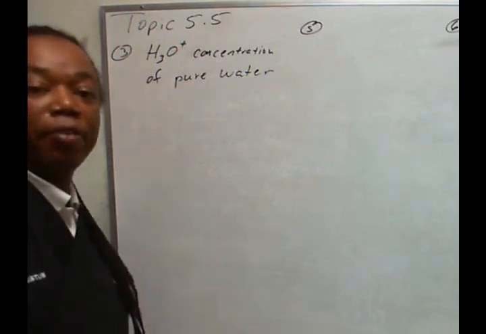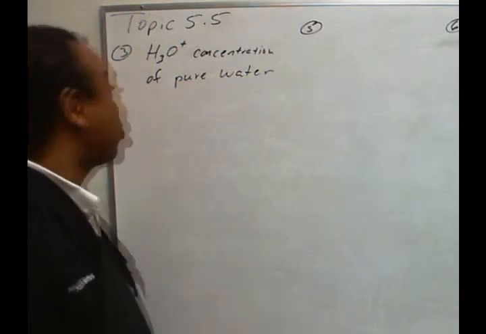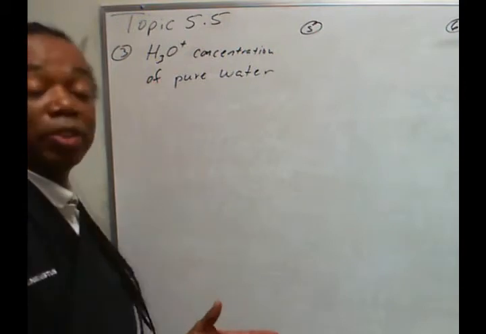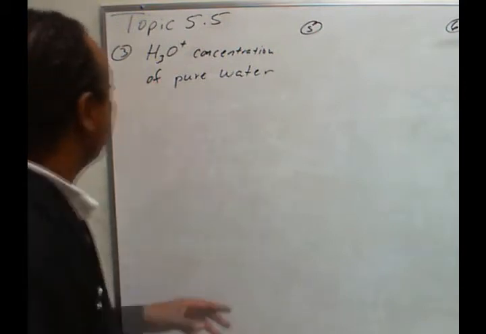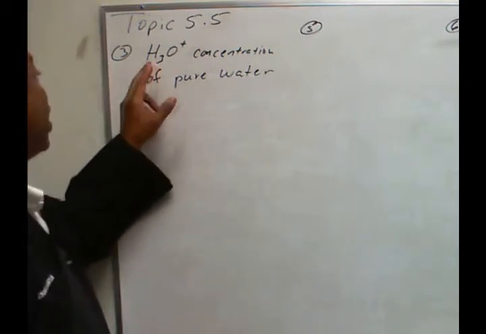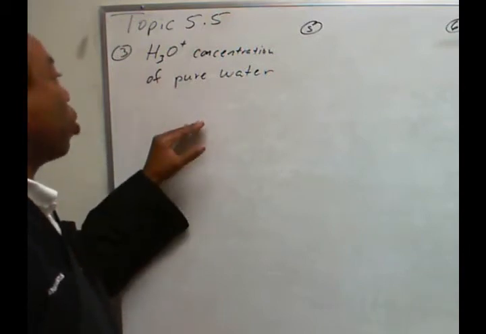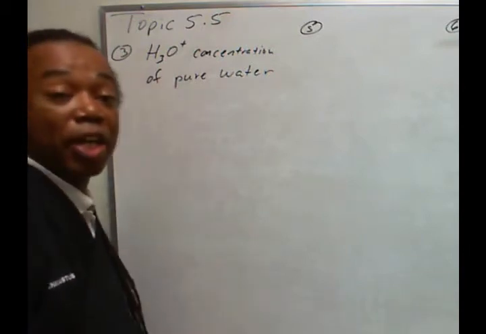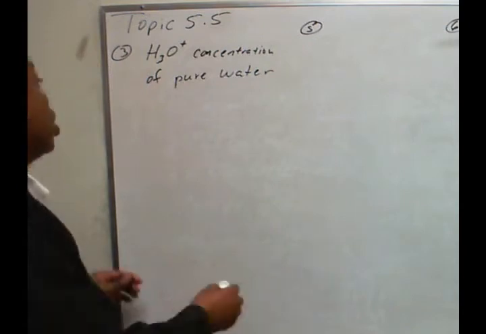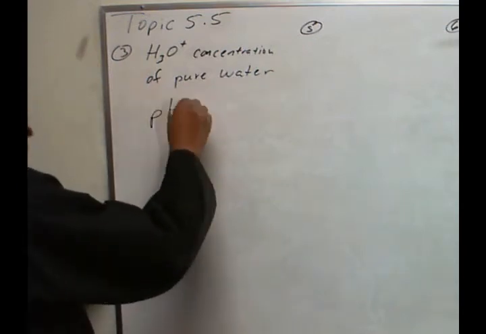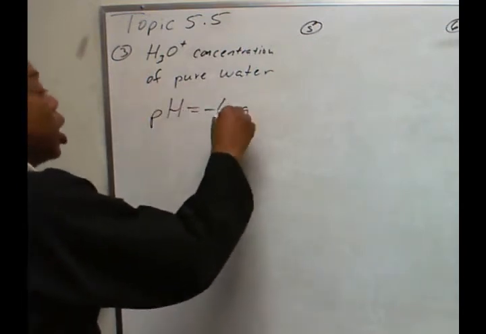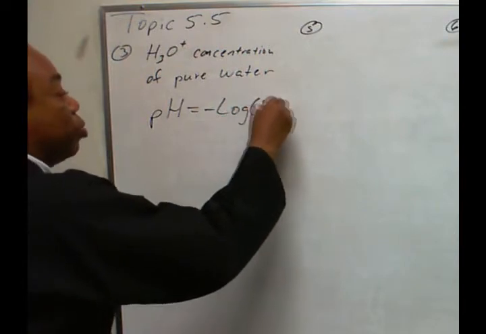Topic 5.5. We'll be solving applications problems that use exponentials and logarithms. We want to find the hydronium ion concentration of pure water. The pH formula is pH equals negative common log of H3O.